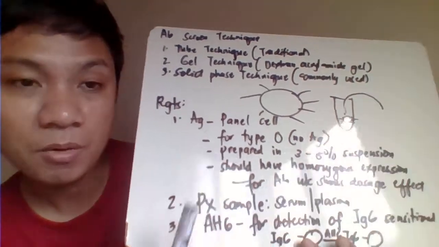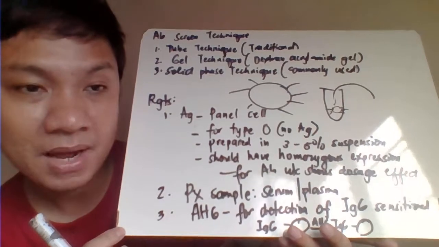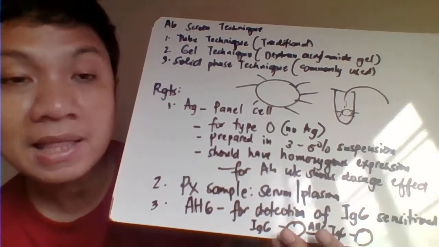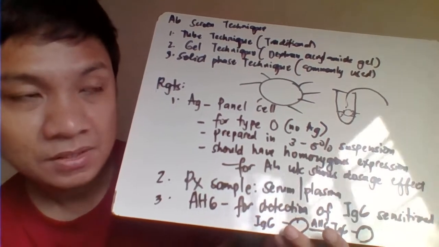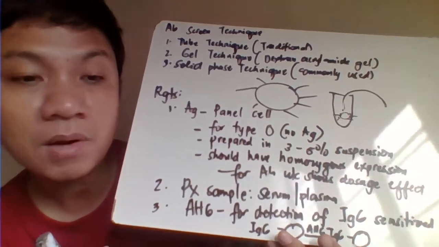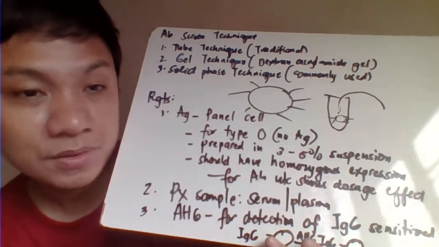Okay, should have here homozygous expression. Because again, there are some blood group antibodies or blood group systems wherein their antibodies are showing dosage effect. So, pag dosage effects, I mean to say those are the blood groups wherein they are more reactive if your antigen presence is homozygous.